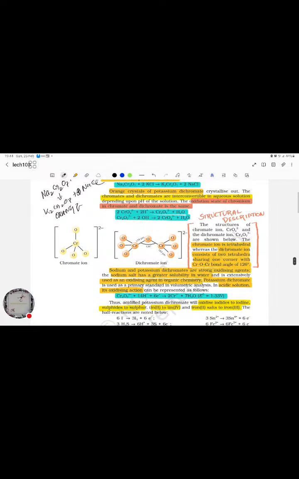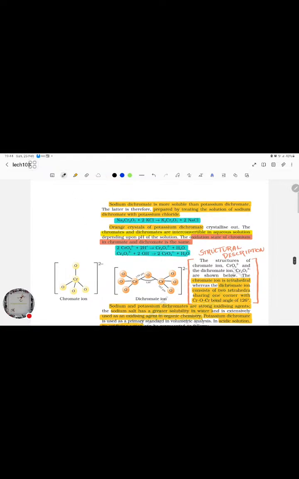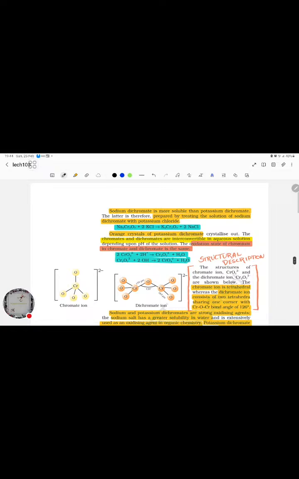We have the chromate and dichromate interconverting in appropriate conditions. If I have CrO4 2 minus, upon reaction with 2 H plus it leads to the formation of Cr2O7 2 minus plus water. Similarly, Cr2O7 2 minus in the presence of a basic medium leads to the formation of chromate ion, CrO4 2 minus, plus water.